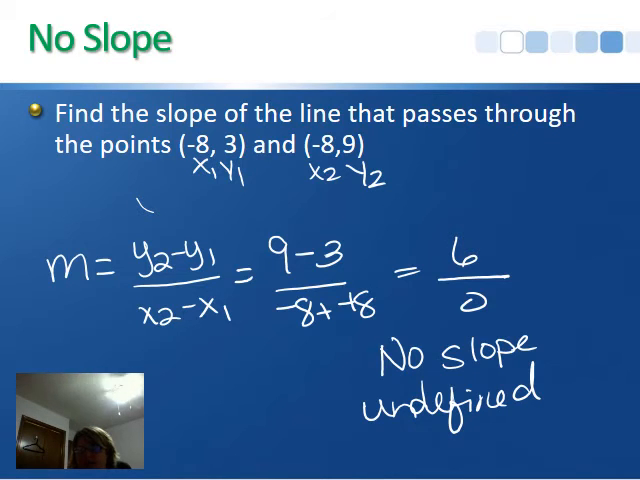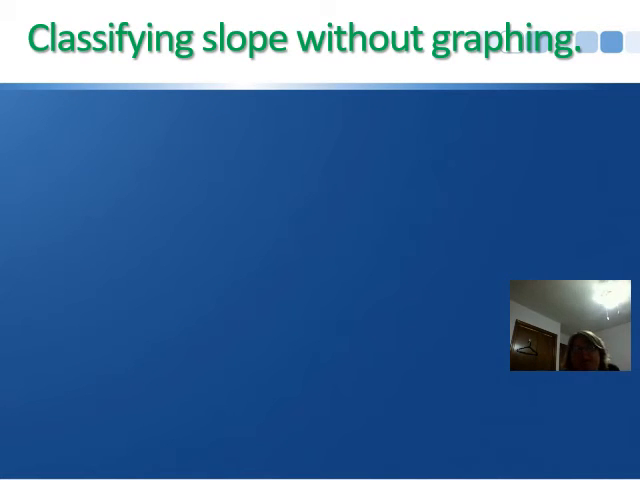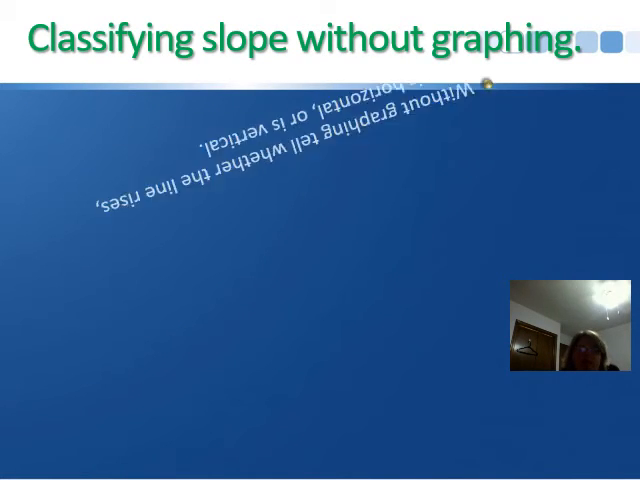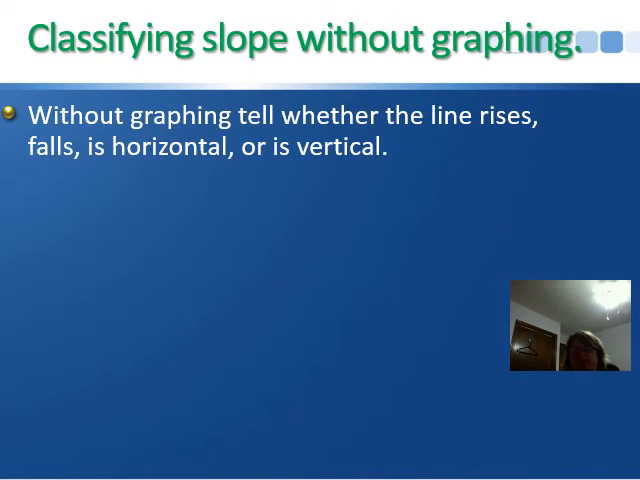Note that I did not just leave 6 over 0 and go to the next problem. You have to write either no slope or undefined as your answer. All right, so now let's say that we have this problem and we want to just be able to look at it and know whether the line rises, falls, horizontal, or vertical. So how do we do that?